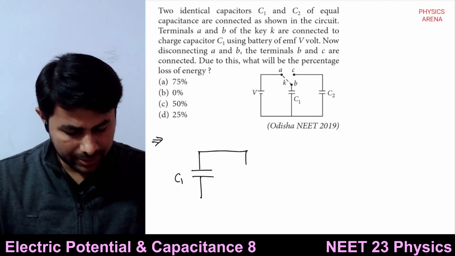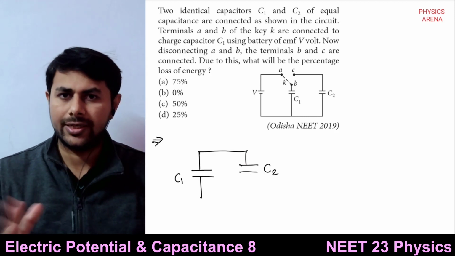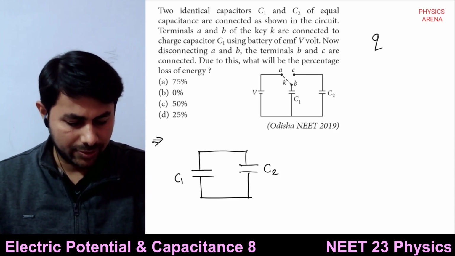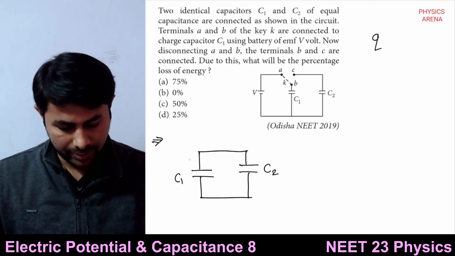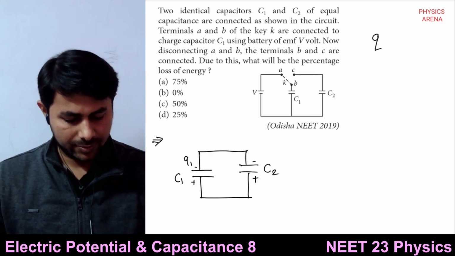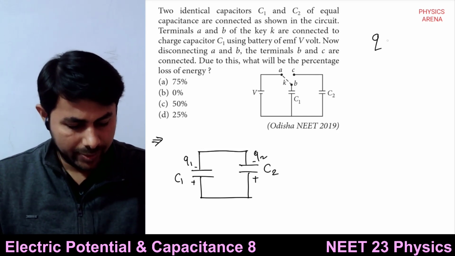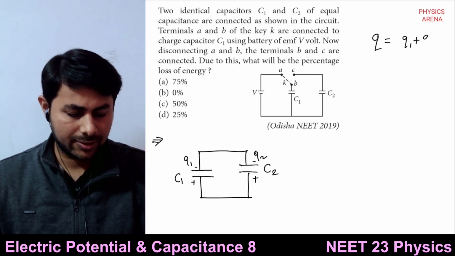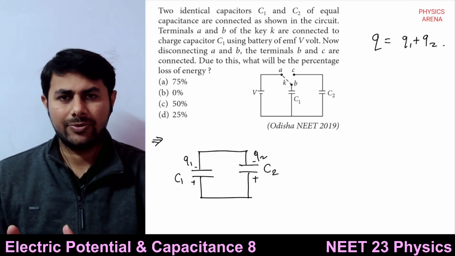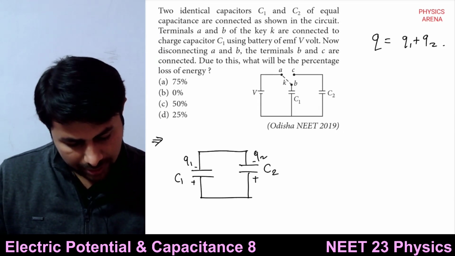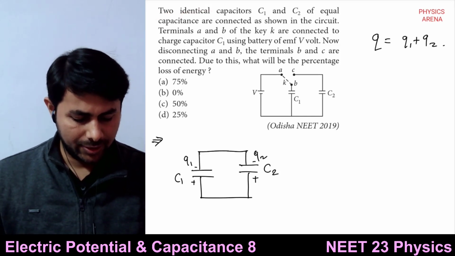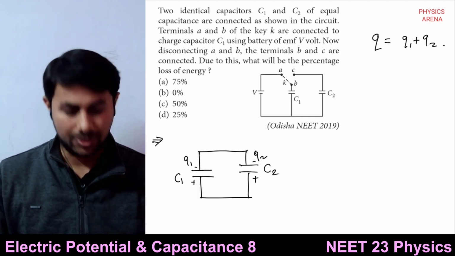But now you have disconnected the battery and connected the second capacitance C2. So what will happen? Suppose initially the charge was Q, now the charge will get distributed on these two capacitors. Let's suppose it is Q1 on the first one and Q2 on the second one. So the initial charge will be equal to the final charge, Q1 plus Q2. What is the final capacitance? Initially the capacitance was C1 only, and C1 is equal to C, since these are two identical capacitors. So initially the capacitance was C1 only, now the capacitance becomes C2.